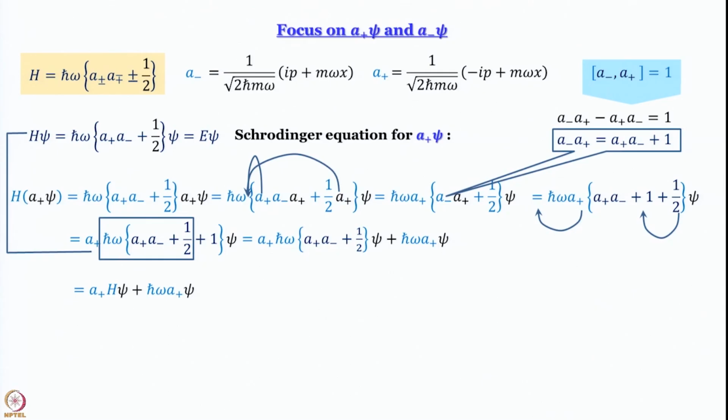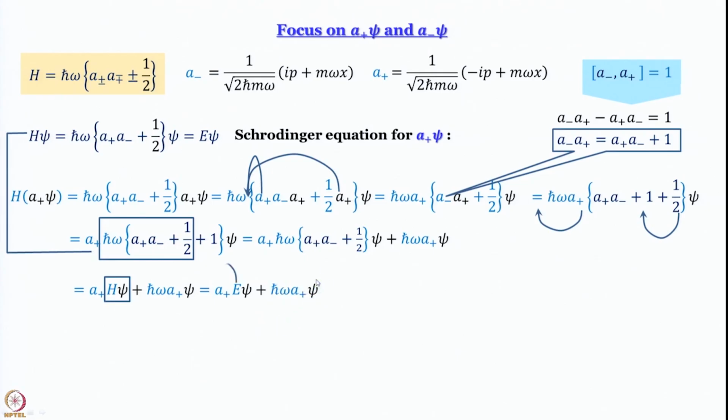What is H psi from the Schrodinger equation? H psi is equal to E psi. So, instead of this H psi I am going to write E psi. So, I will get A plus operating on E psi, where E, remember, is a number, the eigenvalue of the Hamiltonian, plus H cross omega A plus psi.